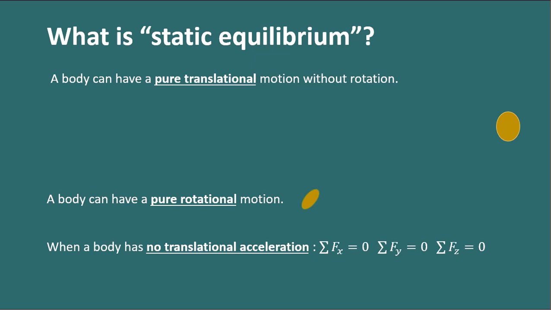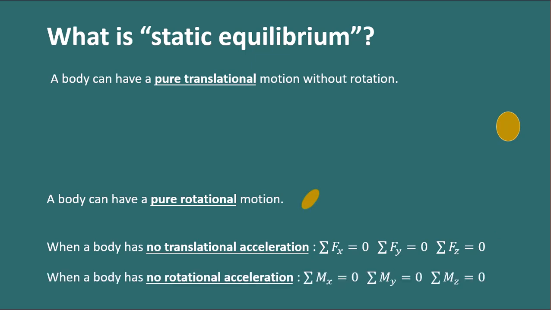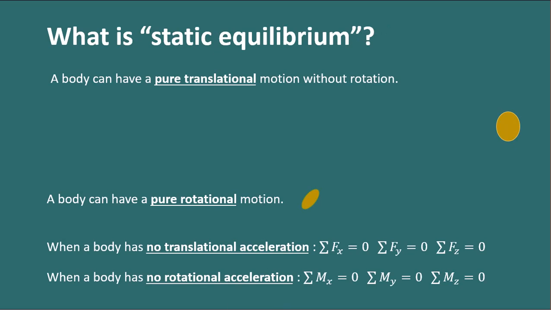When a body has no translational acceleration, then the sum of all forces is zero. And when the body has no rotational acceleration, the sum of all moments is zero. And in a general motion, which is a combination of translational motion and rotational motion, the equilibrium equations consist of all six equations: three sum of forces equations and three sum of moment equations.